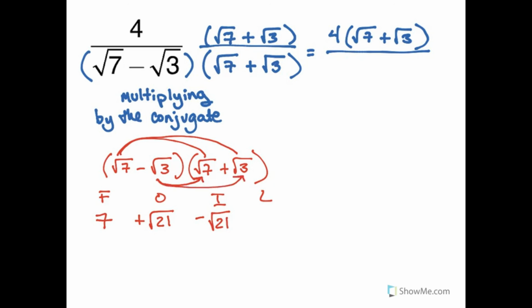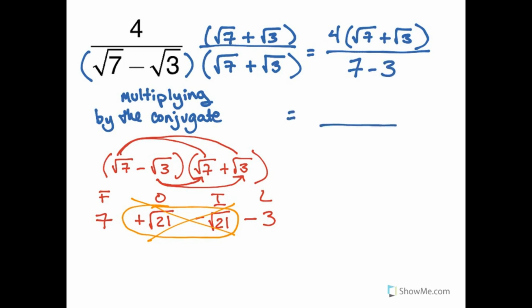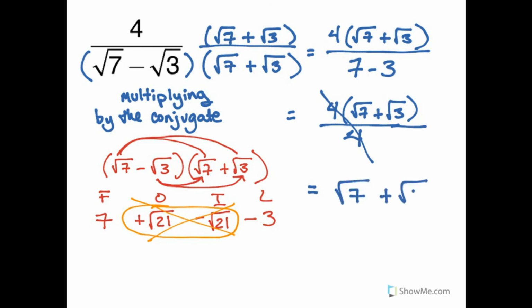And finally, minus the square root of 3 times the square root of 3 is minus 3. The middle terms, plus the square root of 21 minus the square root of 21, cancel out. And so what we have in the denominator is 7 minus 3. Well, if I simplify 7 minus 3, it's 4. And I have 4 times the square root of 7 plus the square root of 3 on the top, so the 4's cancel. And this simplifies to be the square root of 7 plus the square root of 3.